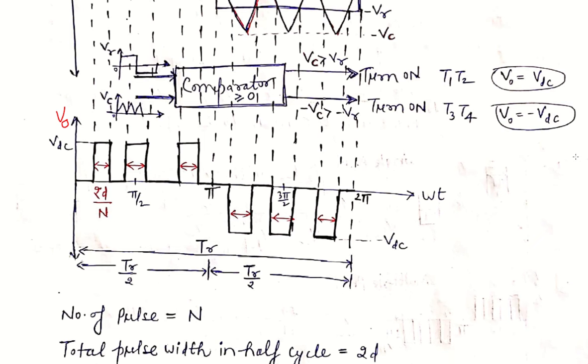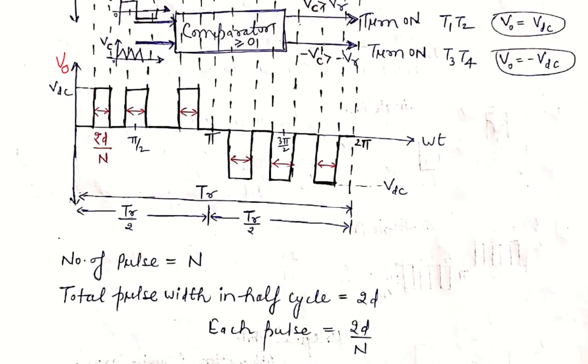Now assume that n pulses are generated in each half cycle. Although three pulses are generated here, in the general case we will take the number of pulses equal to n. As we saw in the earlier lecture, 2d is the pulse width in each half cycle of pi. So if we divide by n, then the pulse width of an individual pulse is obtained.